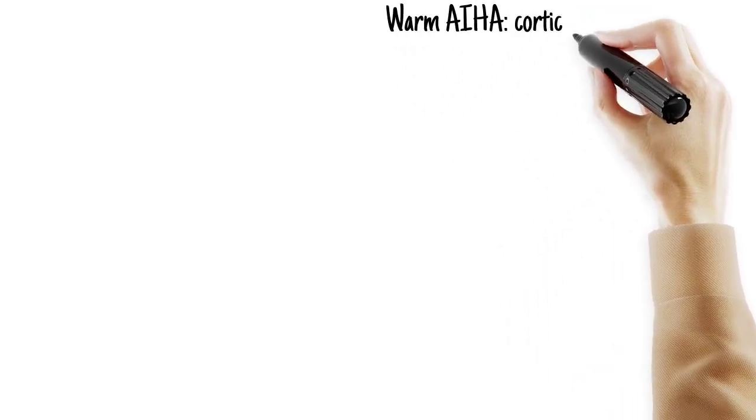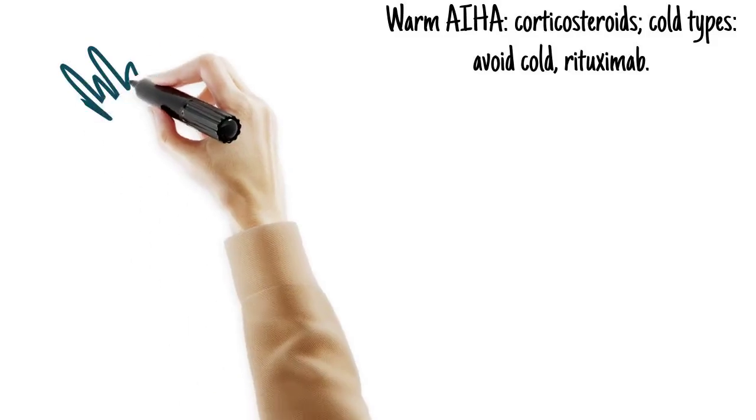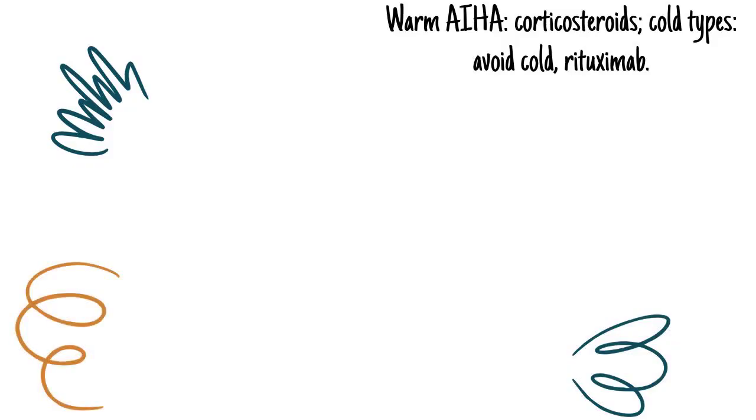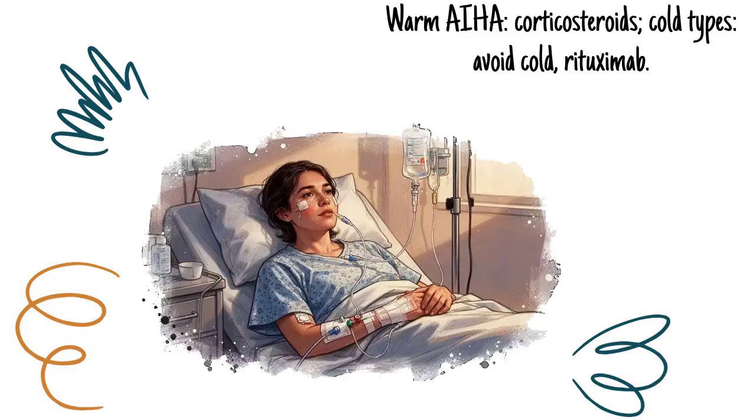Warm AIHA typically responds to corticosteroids as first line, with rituximab or splenectomy for refractory cases. Cold types often require cold avoidance, rituximab, and in severe cases, targeted therapies such as anti-complement agents.